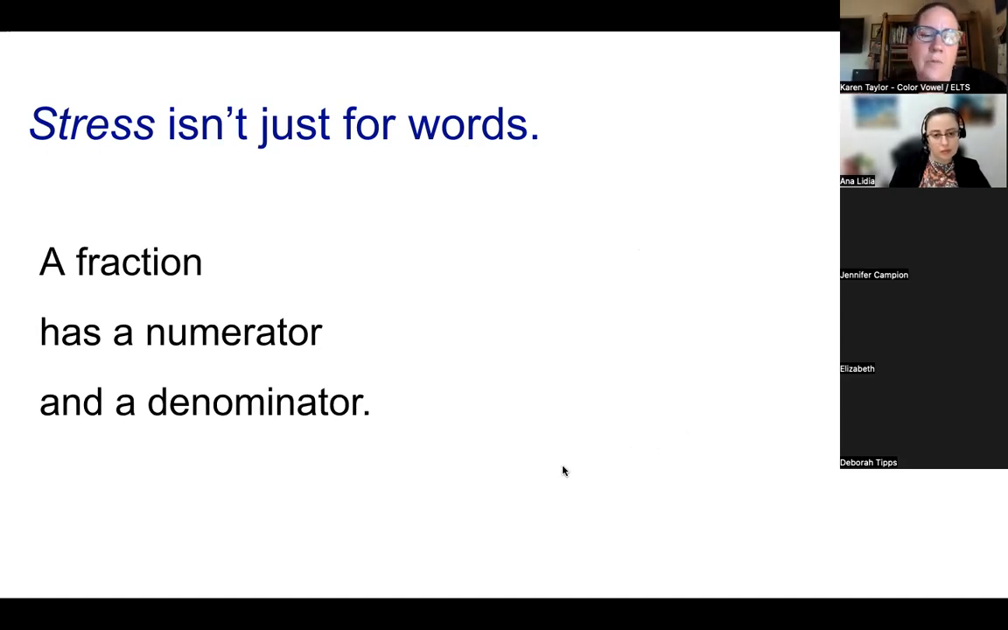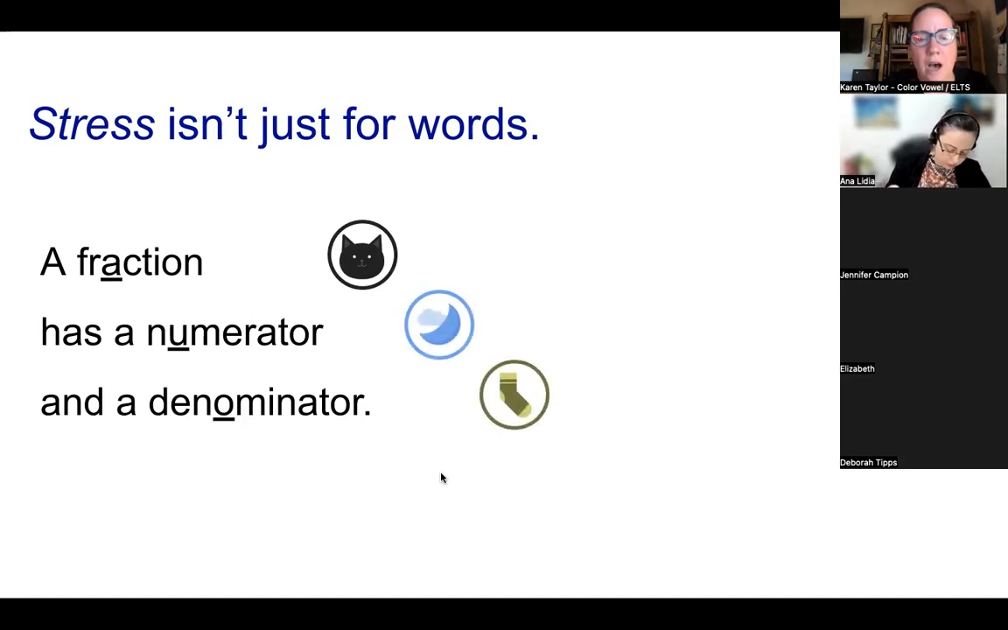Okay. We can mark this up. A fraction, now I know where the stress is, has a numerator, not a numerator or numerator, and a denominator, not a denominator or a denominator. Okay, so when we mark them, we can start helping students know what to focus in on, to kind of pin themselves again into this rhythm, and then the color vowels just light it up. A, oo, ah. Fraction, numerator, denominator. A fraction has a numerator and a denominator.